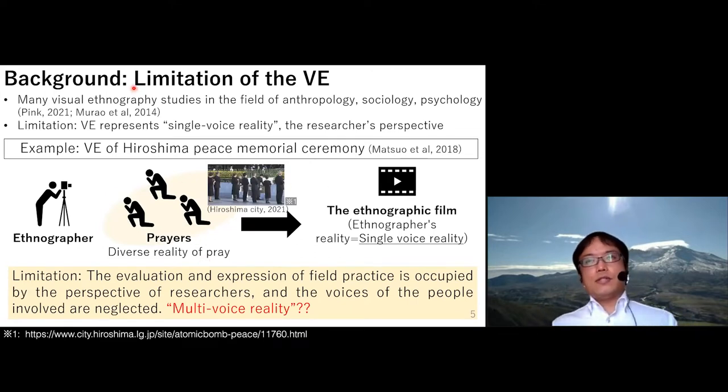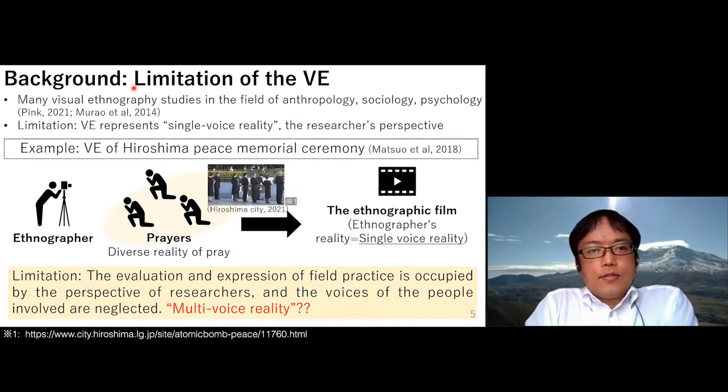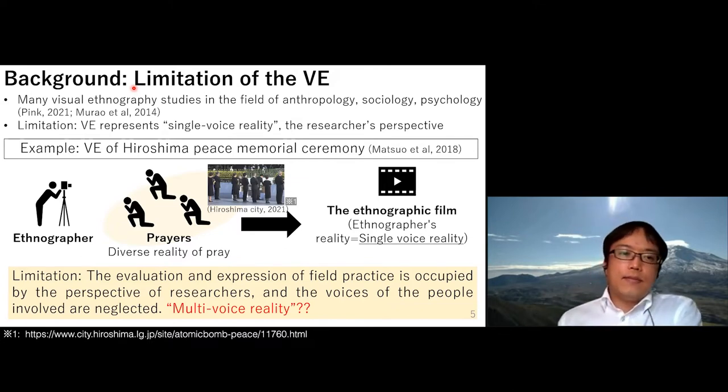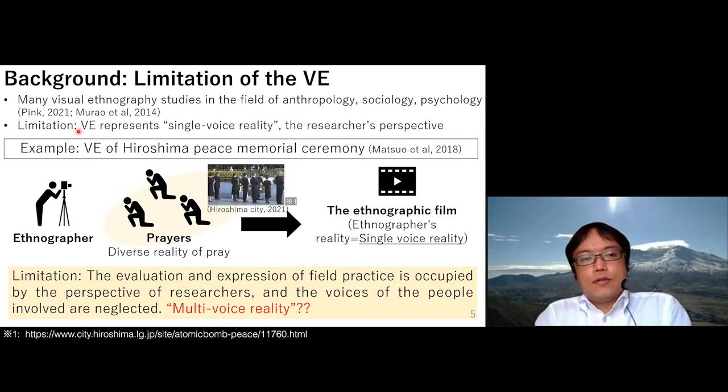But of course, the method of visual ethnography has new limitations. There are many visual ethnography studies in the field of anthropology, sociology, psychology, and so on. But the limitation of visual ethnography, VE, is that it represents only a single-voice reality, which is the researcher's perspective. So what exactly do the single-voice reality and the multi-voice reality that I used in my presentation title mean?